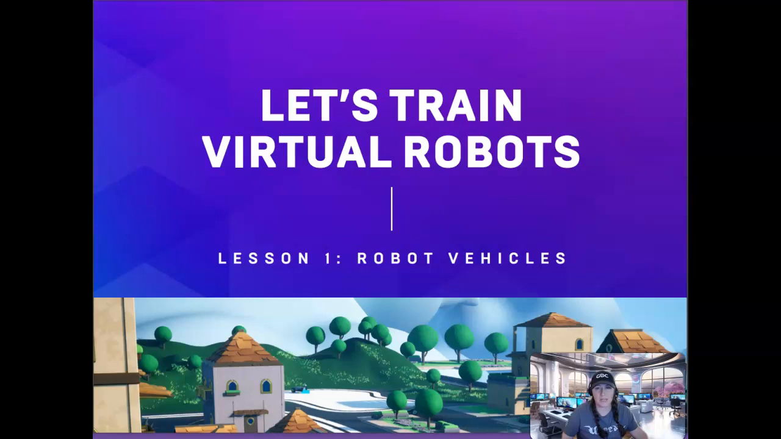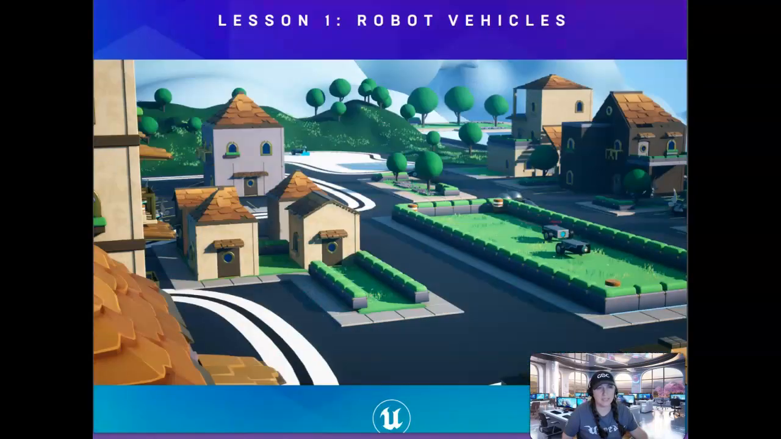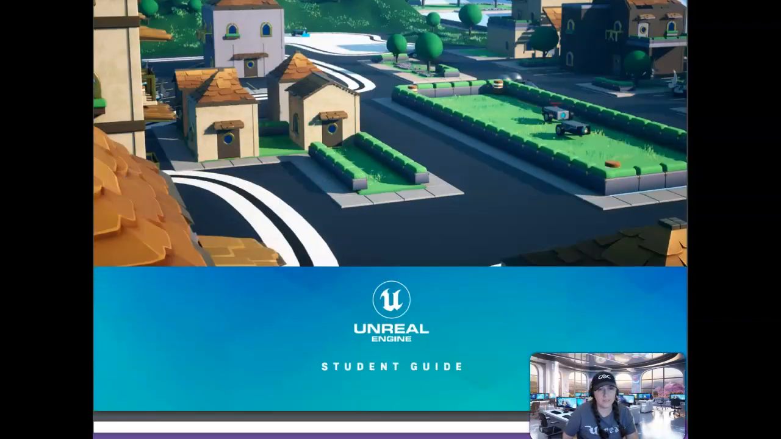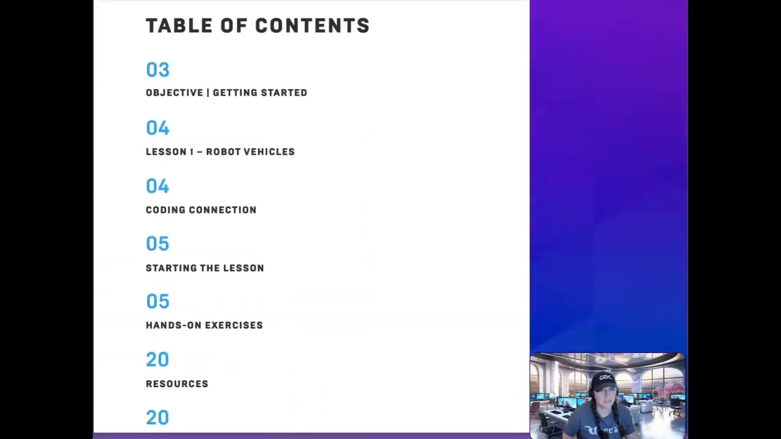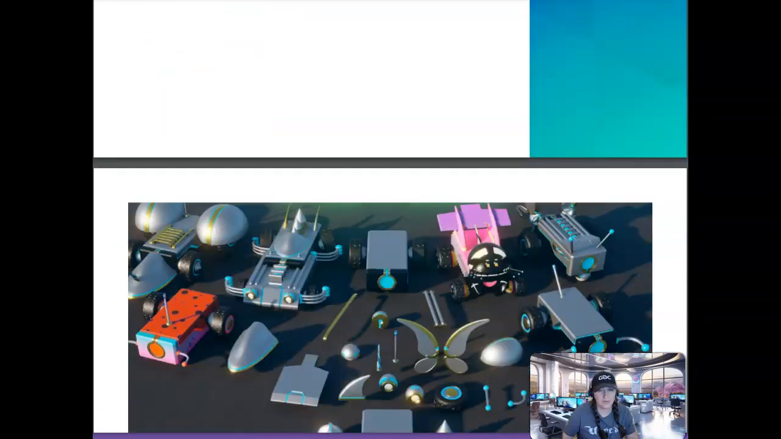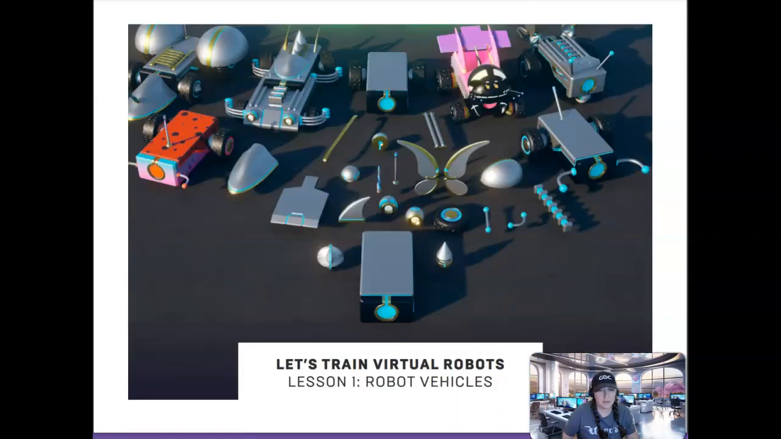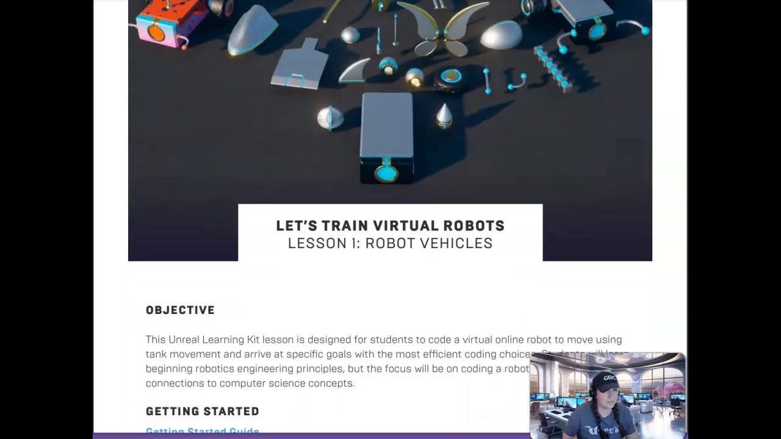I am looking at the student guide. This is called Lesson 1, Robot Vehicles, and we are going to download this from, or look at this from, the Unreal Learning Kit that we are going to create here in a little bit. So let's orient ourselves to this guide. I'm not going to do all of this, but I'm going to guide you through some of the pain points maybe.